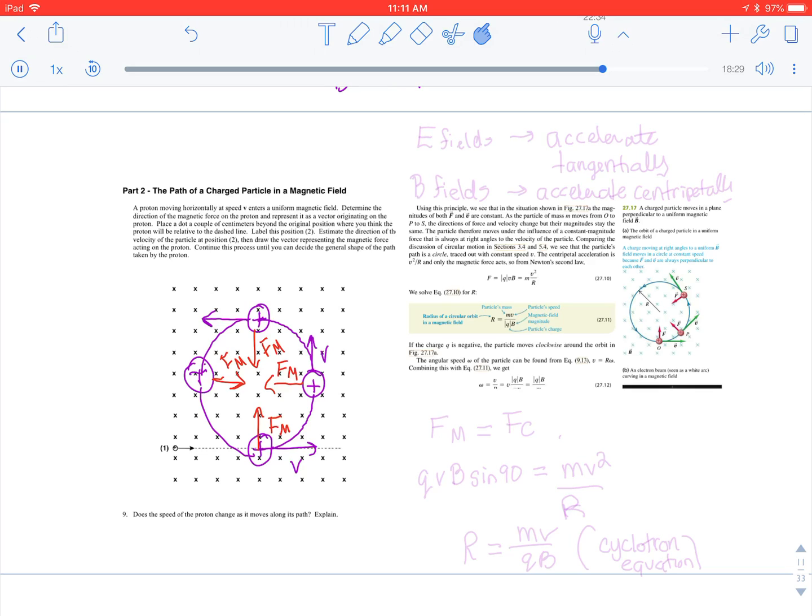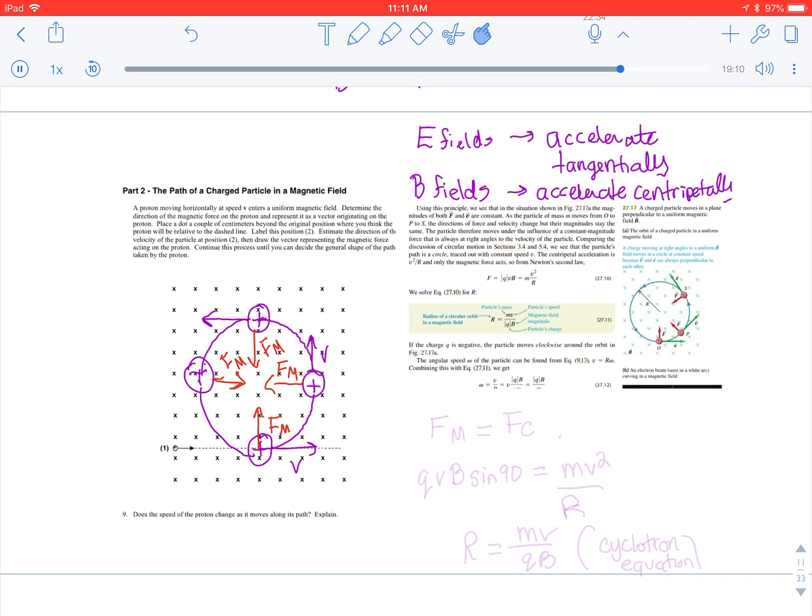When we think about what fields do, electric fields tend to accelerate things tangentially. So they speed them up and they slow them down. But what do magnetic fields do? Magnetic fields are useful because they can accelerate things centripetally. So if you want a centripetal acceleration, you're going to use a magnetic field. If you want a tangential acceleration, speeding up or slowing down, you're going to use an electric field.